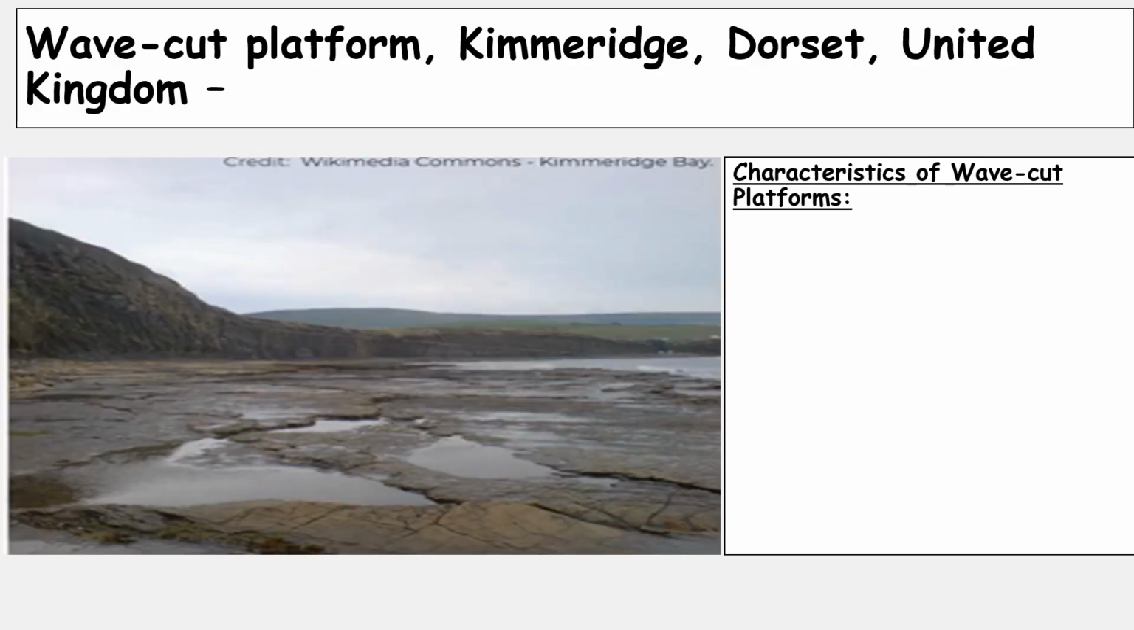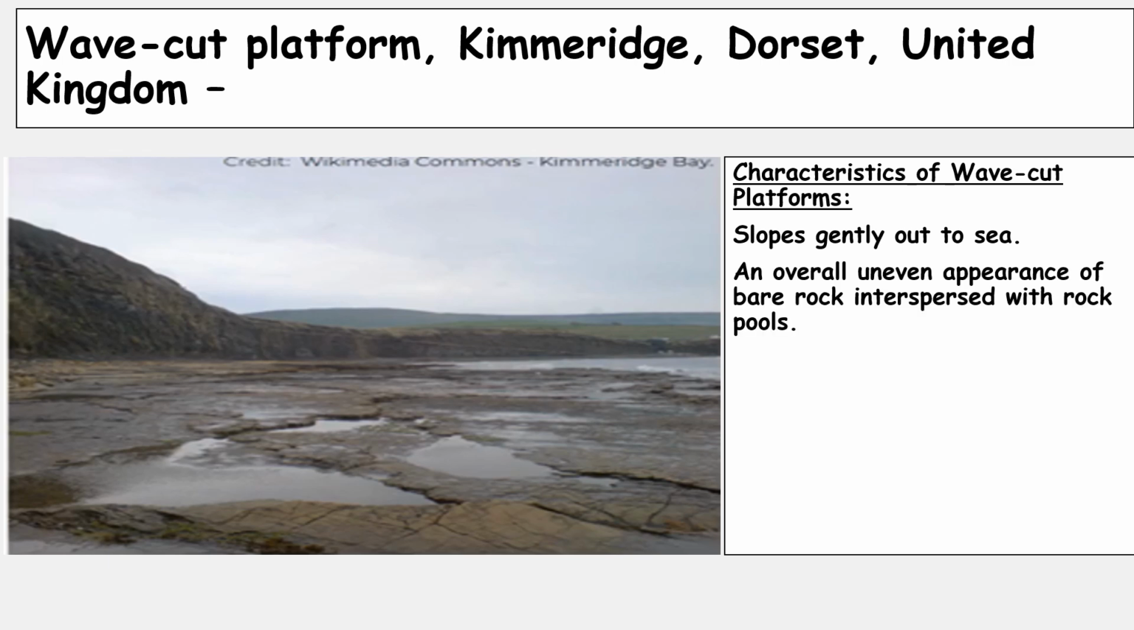So the next slide, what we've got here is the wave-cut platform at Kimmeridge in Dorset. Again you can see the rocky and uneven nature of the surface, but what we need to do is write down wave-cut platform Kimmeridge and copy down the characteristics of what a wave-cut platform is like. First, it slopes gently out to sea. It's got an overall uneven appearance of bare rock interspersed with rock pools, and it's covered at high tide and exposed at low tides. Jot them down for me, pause it if you need to.